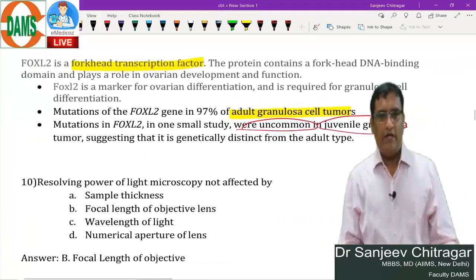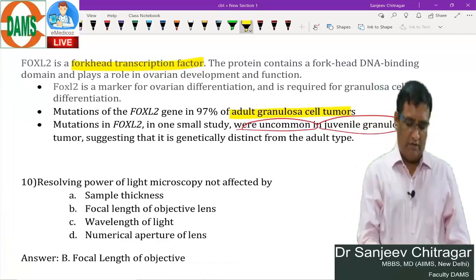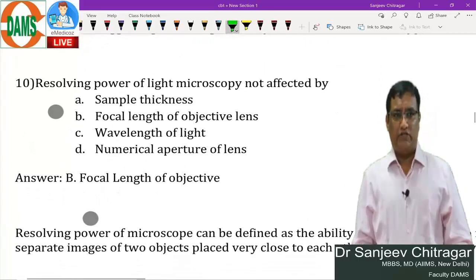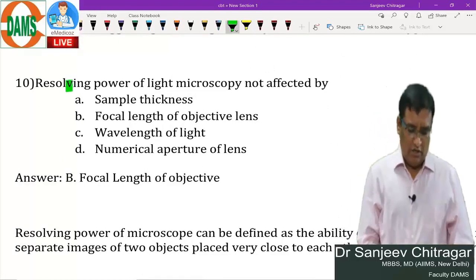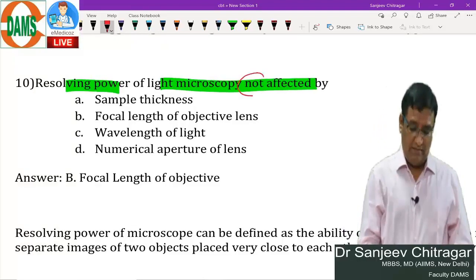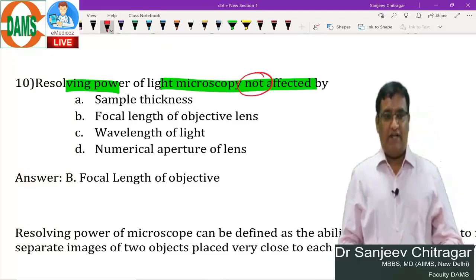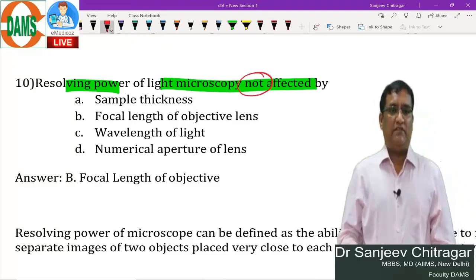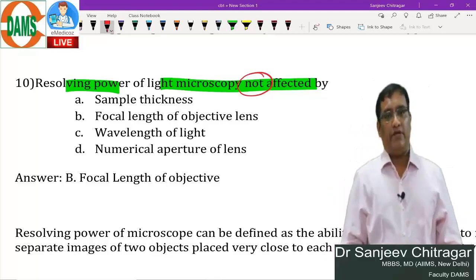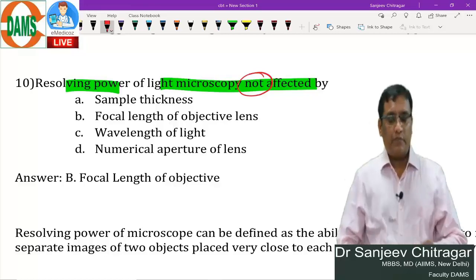Now, next question number 10. Let us look at this question, slightly confusing for many students. Resolving power of a light microscope is not affected by: sample thickness, focal length of the objective, wavelength of the light, numerical aperture of the lens.